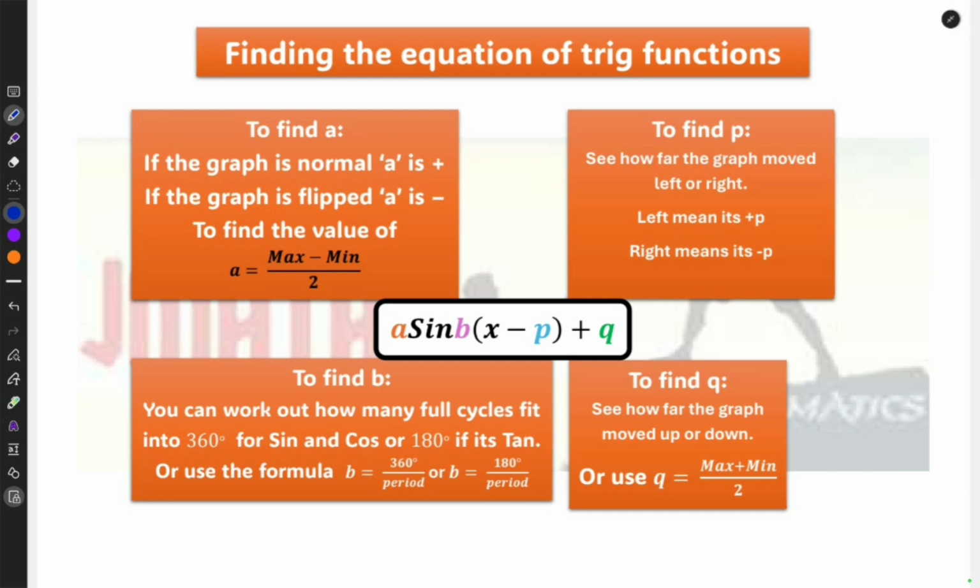To find a, I know a is plus if the graph is normal, but if it's flipped, I need to put a minus in front. I can just see how far the graph's stretched, but if it is a bit tricky, I can use that formula: maximum minus minimum, and that answer divided by 2. So let's look at q.